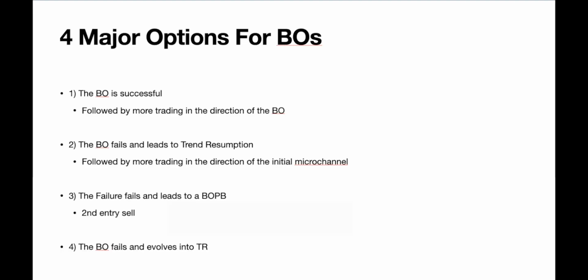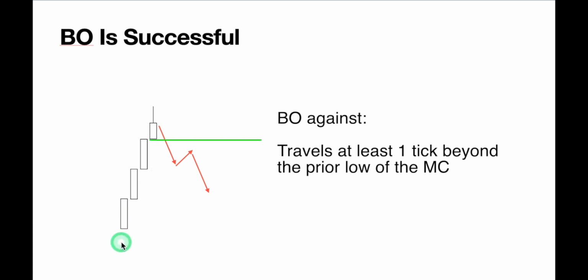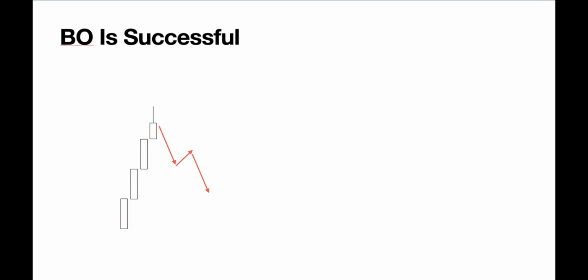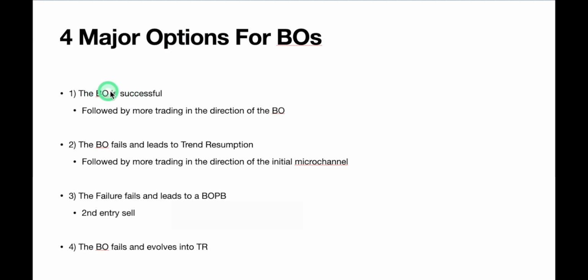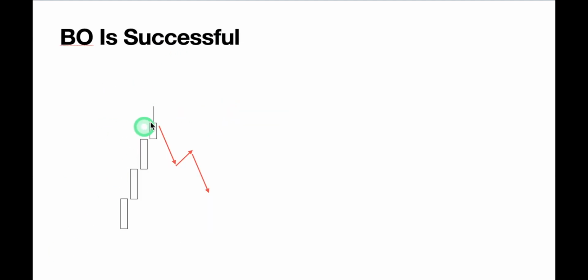So there are 4 major options for breakouts of microchannels. So when we talk about a breakout of a microchannel, we're talking about a breakout against the microchannel. So the microchannel is up, and we're talking about a breakout against that direction. So the first option is the breakout is successful. So it's followed by more trading in the direction of the breakout. So here we have a bull microchannel. We break out below that low, and the breakout is successful.